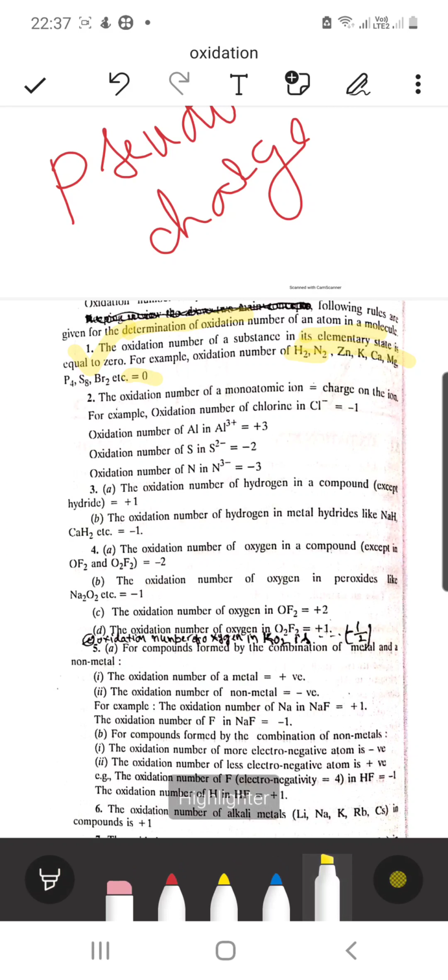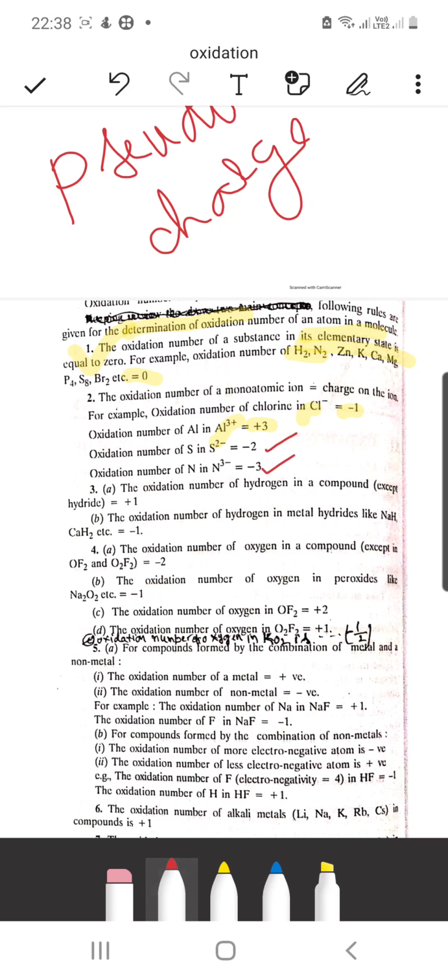The second rule is that the oxidation number of a monoatomic ion is the charge on its ion. Here, the oxidation number of chlorine in Cl minus is -1. Here, the oxidation number of aluminium in aluminium plus 3 is +3. Likewise, that of sulfur is -2 and nitrogen is -3.